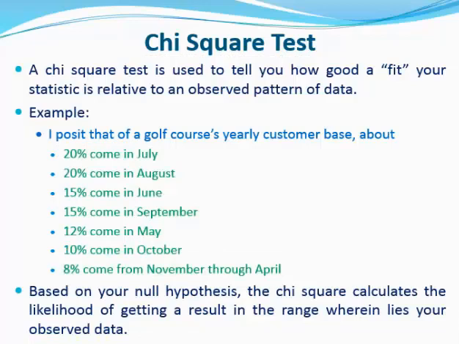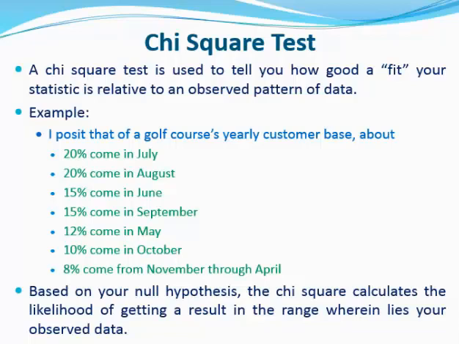Again, we can't use what we discussed before in terms of a two-tailed or a one-tailed test, because we're not looking for one particular median. We're looking for a whole bunch of data points, and we want to know how close all of these data points are to the actual reality. So, this being our null hypothesis, the chi-square calculates the likelihood of getting a result that lies within the range of our observed data. In a minute we're going to take an example of results, and then go back and determine whether our null hypothesis was proven correct within a certain confidence interval.